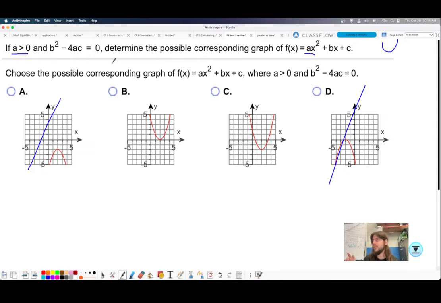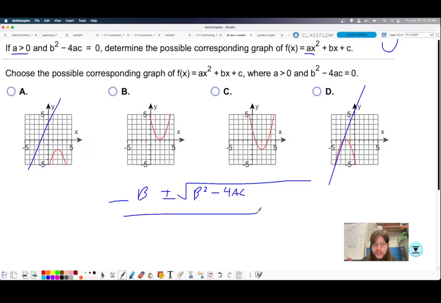Now, the part underneath the radical will tell you whether it's going to be real solutions, complex solutions, integers, what? So, if the part underneath the radical is 0, what kind of answers are you going to have? Let me write it down. Negative B plus or minus. This is the quadratic formula.